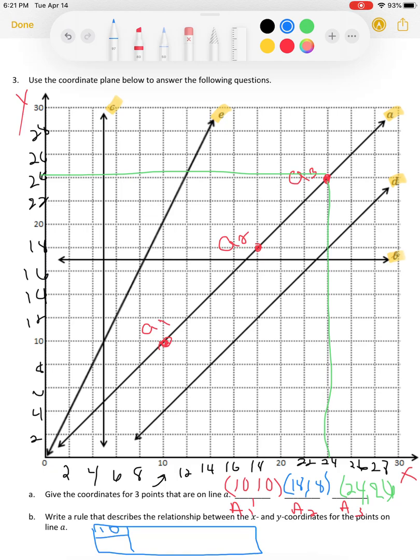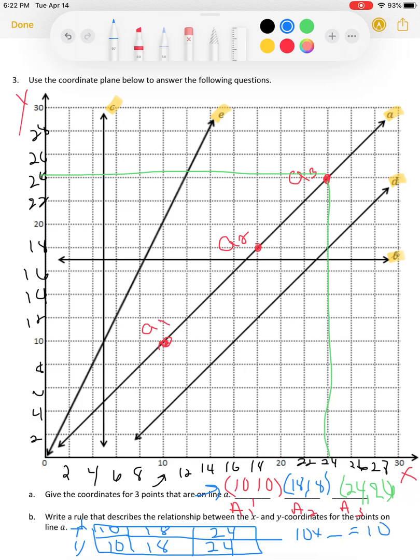So when x is 10, y is 10 for the first coordinate pair here. And then when x is 18, y is 18. And then when x is 24, y is 24. Oh boy, this is going to be super easy. All right, what did they do to x to get the answer of y? What did they do to 10 to get the answer of y equals 10? So when x is 10, what are we doing? Adding, subtracting, multiplying, or dividing to equal 10.